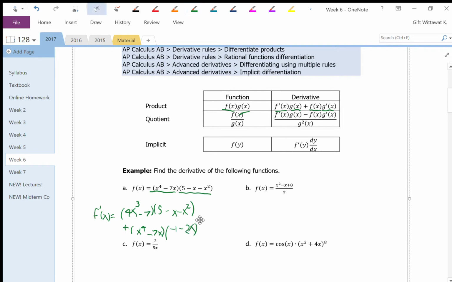As always, you don't have to simplify. In this case, I'm just going to leave the answer as is. It's too much work to multiply this out and add it up. So that's the product rule.